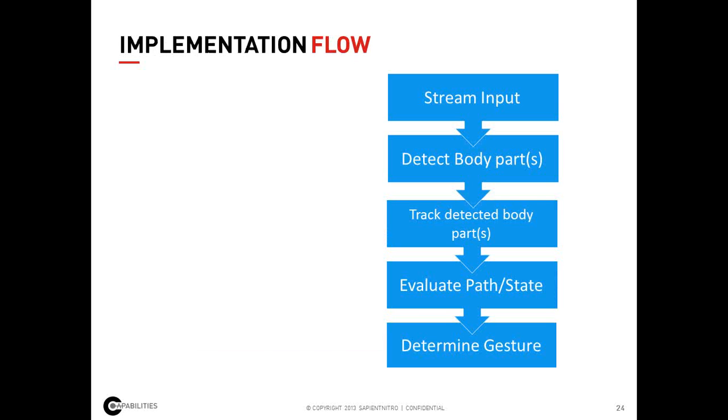If you look at the screen, this is how the implementation flow for gestures works. You have the stream input with you. Next, you detect the different body parts, like your hand. If you want to implement a hand wave gesture, you have the hand detected, and you keep on tracking it in the next stage, so that you can evaluate the path, like how the hand has moved from, let's say, left to right. Was there any significant variation? Based on that, you can determine if it was the gesture you were looking for, because it's possible that you are moving your hand in the opposite direction, or in the vertical direction, not the horizontal direction.